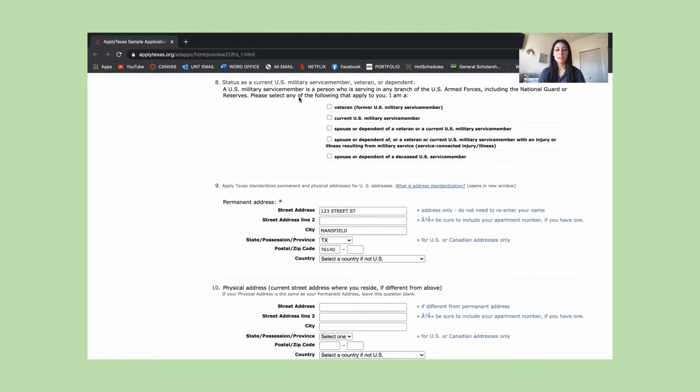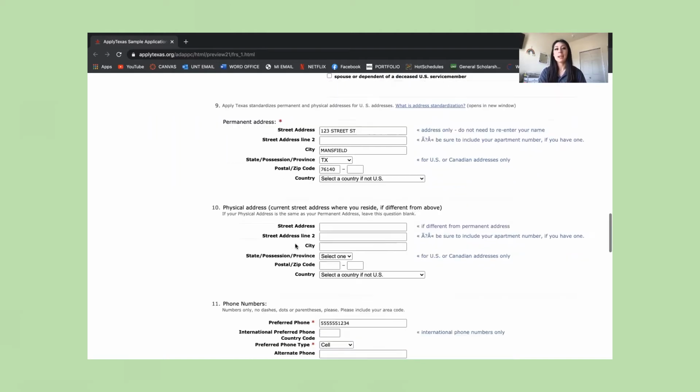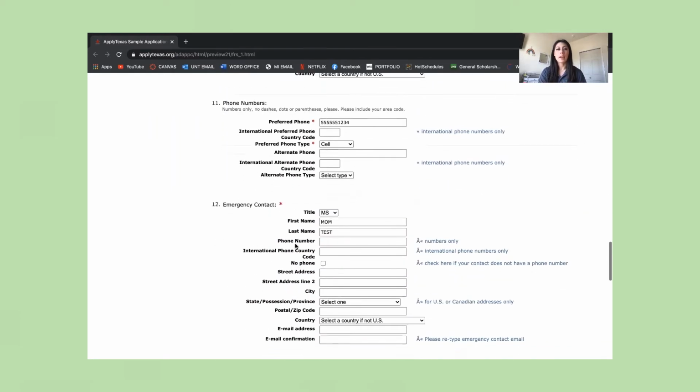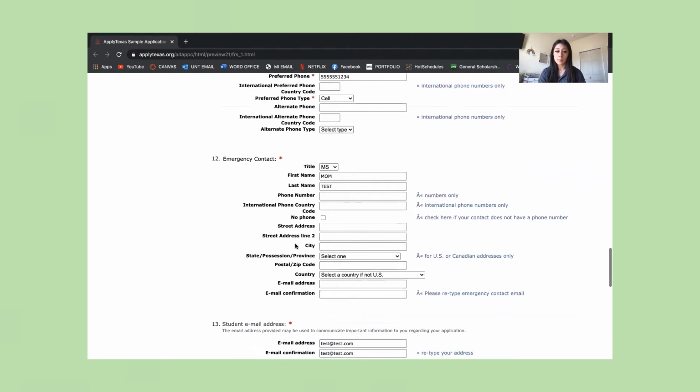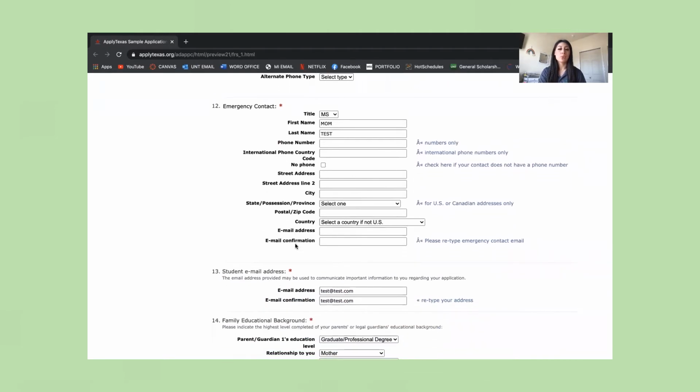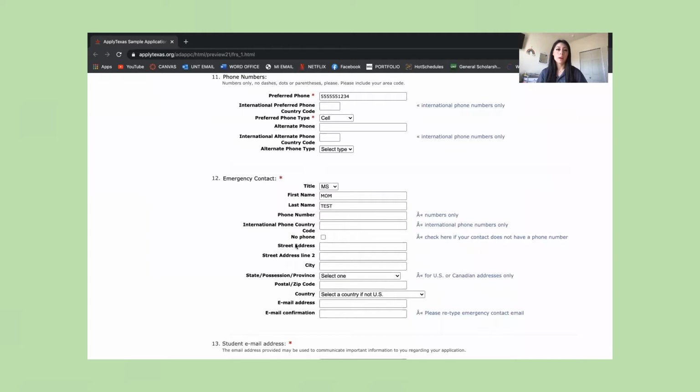Here we also have a couple more questions. This one's like U.S. military affiliation, permanent address, physical address, and contact information, from phone numbers to emergency contacts to student email addresses. And for this part, it is crucial that all students turn in information that is accurate. We have had students who misspell or mistype phone numbers and addresses. And so it is important for students to just make sure all the information is accurate, because this is information we're going to need to contact you.